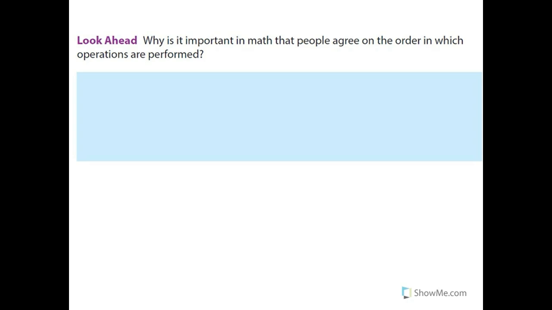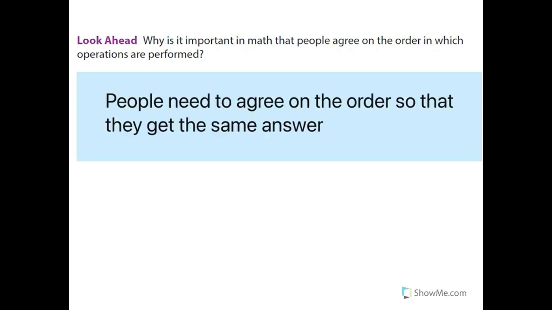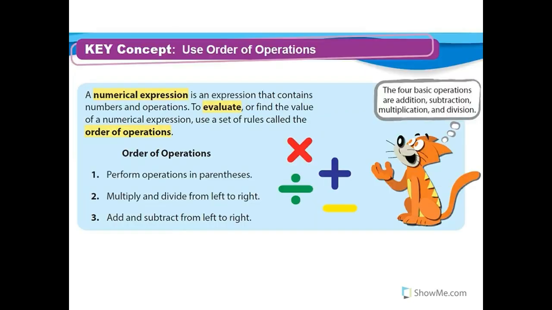Why is it important in math that people agree on the order in which operations are performed? And here's what I'm going to say. People need to agree on the order so that they get the same answer, right? They've got to get the same answer. If they don't get the same answer, then goodness, math is really going to be messed up, right? So they need to agree on the order so that they get the same answer. And in math, we call that the order of operations. Order of operations. That's our key concept for this lesson.